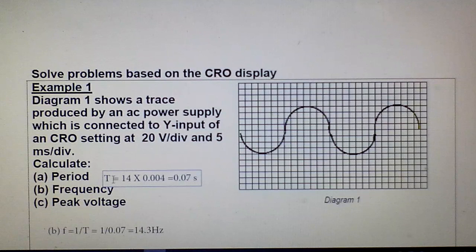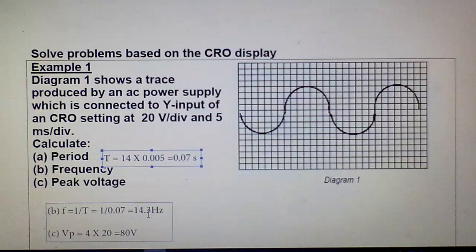Thus the period is equivalent to 14 divisions multiplied by the time base. Where is the time base? From here, the time base is 5 millisecond per division. So it's 14 times 0.005. So you get 0.07 second. For frequency, use the formula f equals 1 divided by T. So 1 divided by 0.07, you get 14.3 Hz.